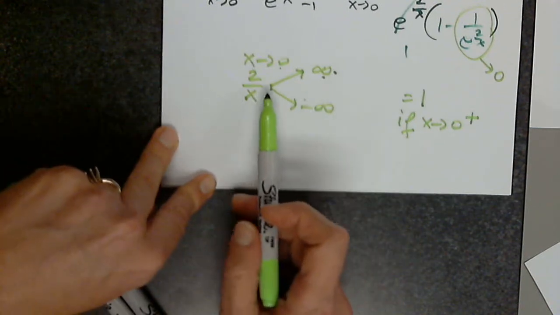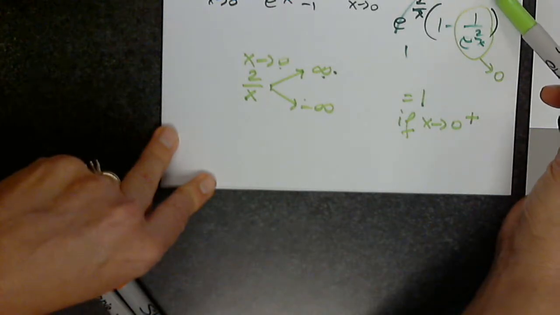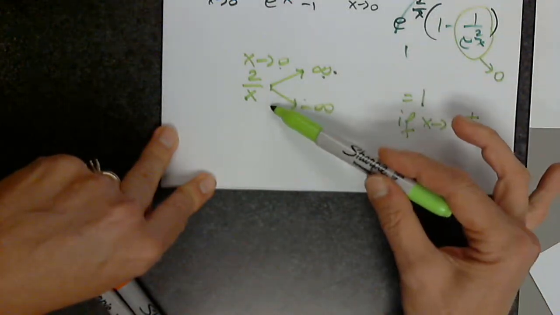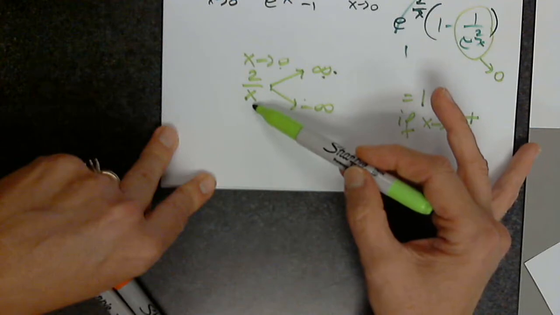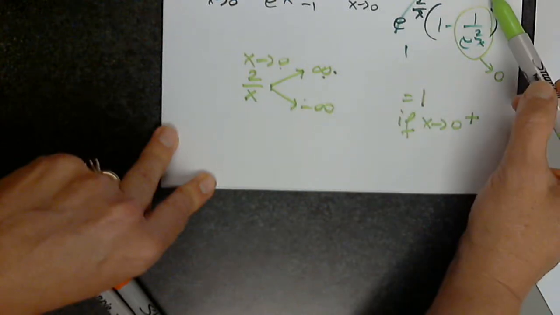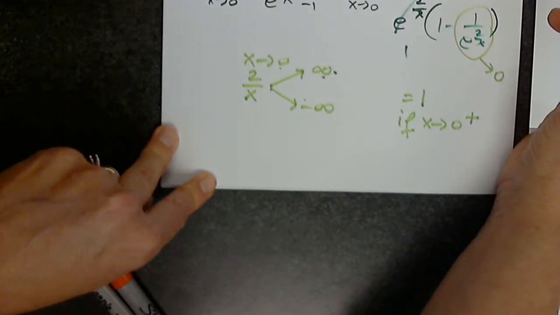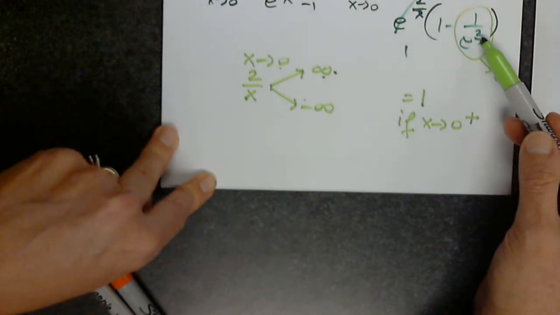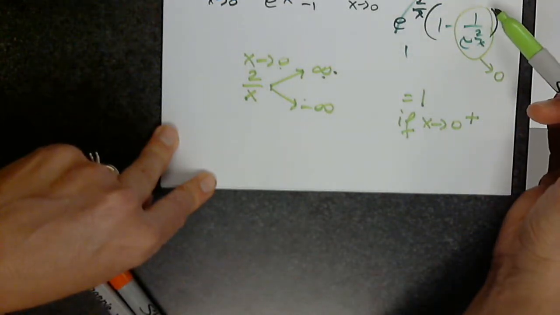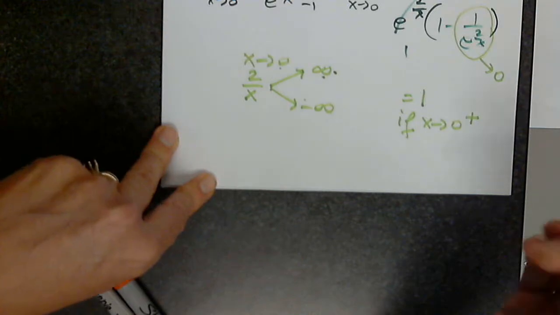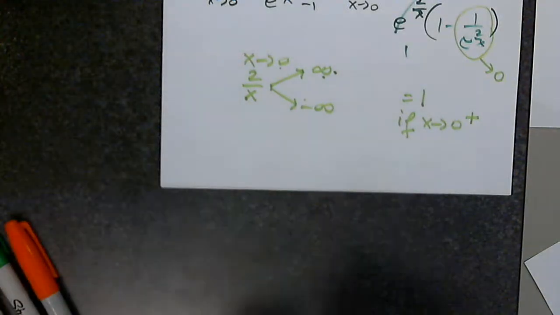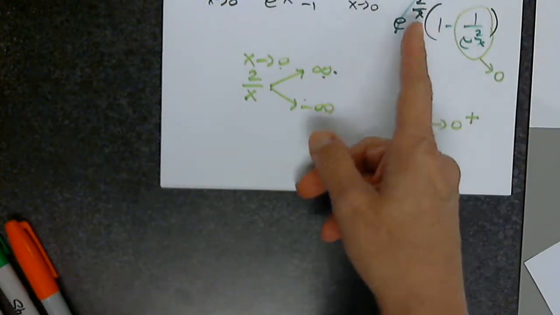So if x approaches 0 from the left, then 2 over x will approach negative infinity. And this expression will approach infinity, not 0, because e to negative 2x goes to the numerator. So then I have to analyze what happens in that case, and then I will have to factor differently.